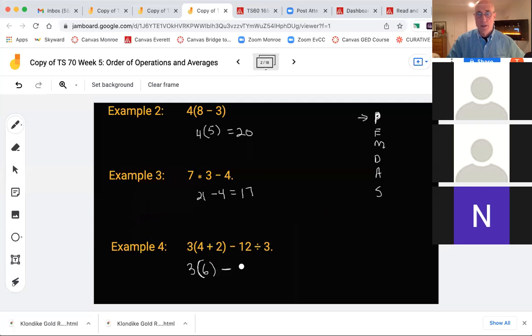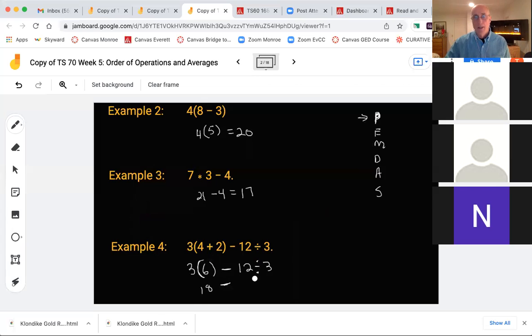Minus, and this is 12, but 12 divided by 3 here. I'll just rewrite it here. I'm just showing one step at a time here, okay? All right, so I did the stuff that's in parentheses first. Then it says we do exponents, there's none. Then we go to multiply and divide, okay? Well, I can multiply, okay? 3 times 6, and this gives me 18.